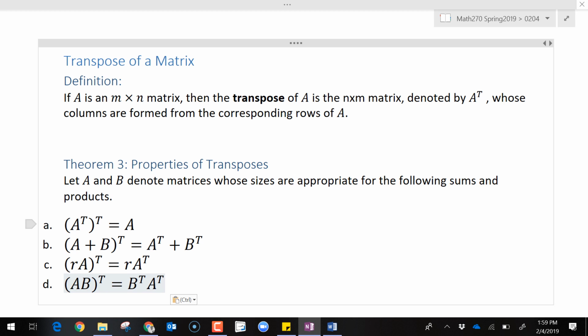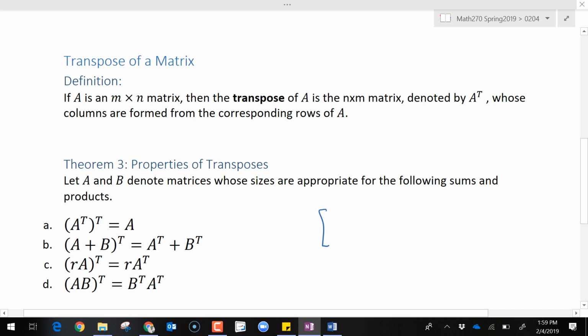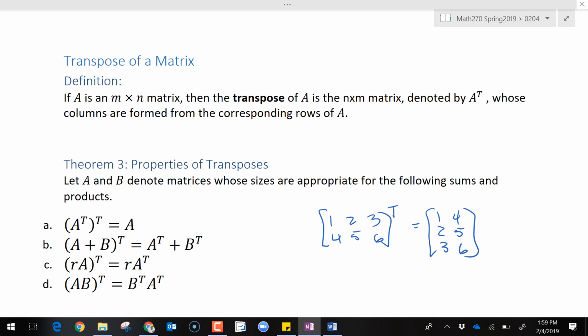All right. So the last thing is the transpose. Transpose of a matrix is switching the rows and columns. So 1, 2, 3, 4, 5, 6, transpose is 1, 2, 3, 4, 5, 6 with rows and columns switched. Okay. So with this idea of a transpose, there's some properties. The transpose of the transpose is the original matrix.